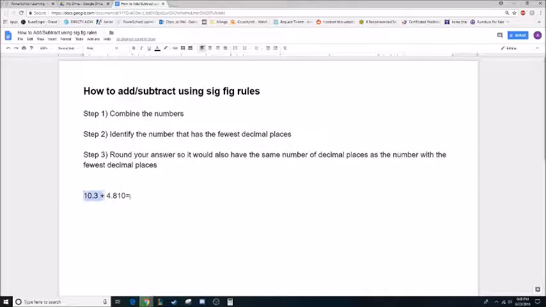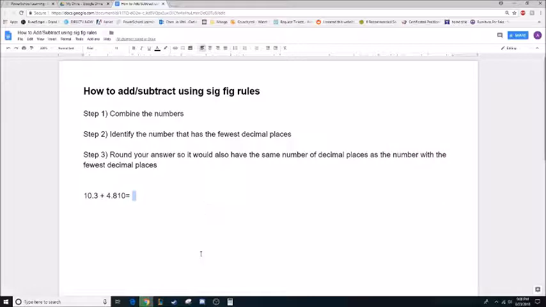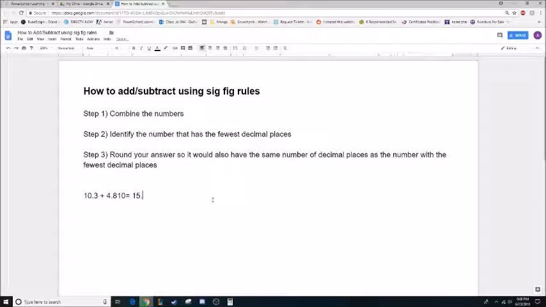So we have a problem right here. We're just going to combine it, and if you don't want to do mental math, then let's just punch this in the calculator. Okay, so we got 15.11. Alright, so let's move on to step 2.